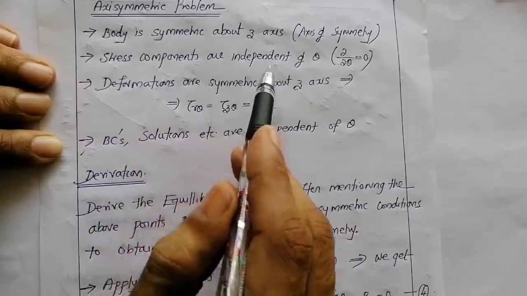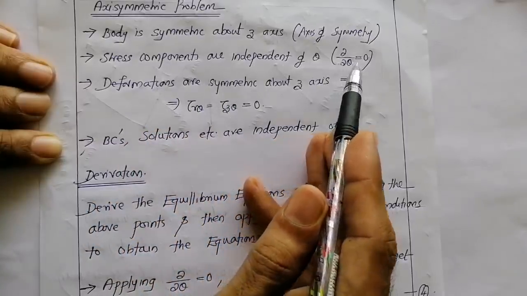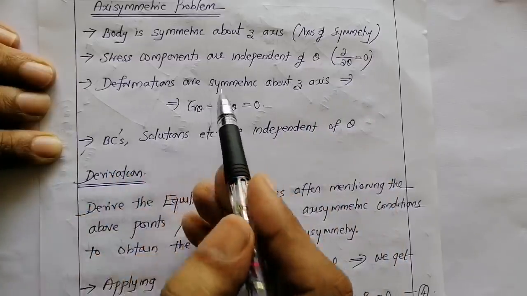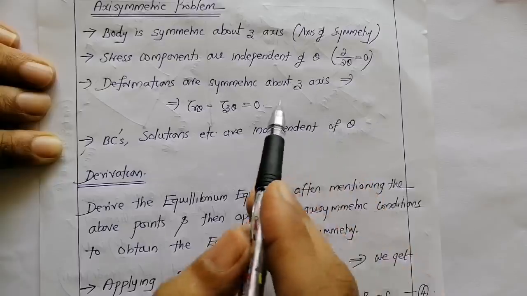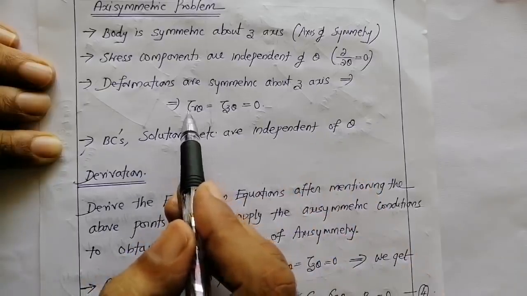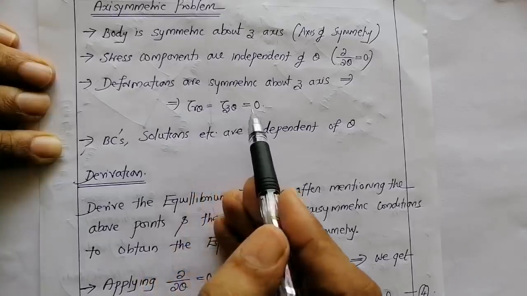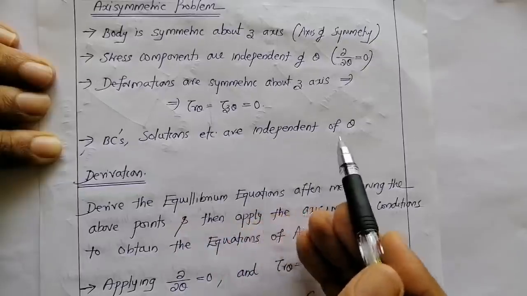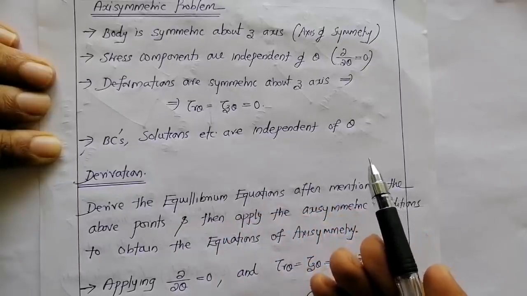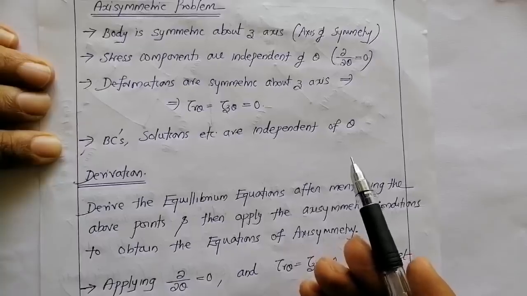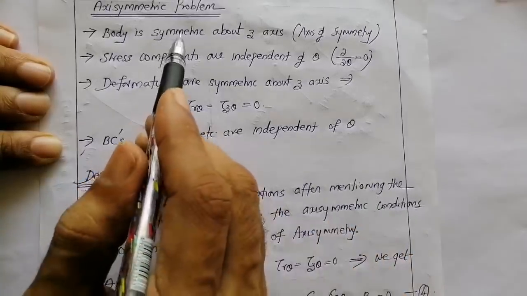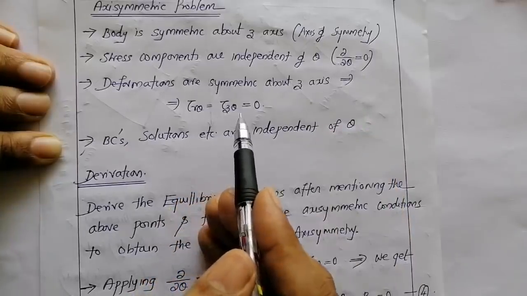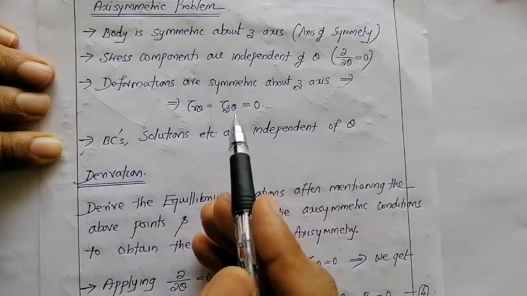Stress components are independent of theta, that is ∂/∂θ = 0, and deformations are symmetric about the z axis, which means the shear components of stress in the theta direction, that is τ_rθ = τ_zθ = 0, and the boundary conditions, solutions, everything are independent of theta. So if you are asked what is an axisymmetric problem, you should at least write 3 important points. Body is symmetric about z axis, ∂/∂θ = 0, τ_rθ = τ_zθ = 0. If you write these 3 points, you will get 5 marks.